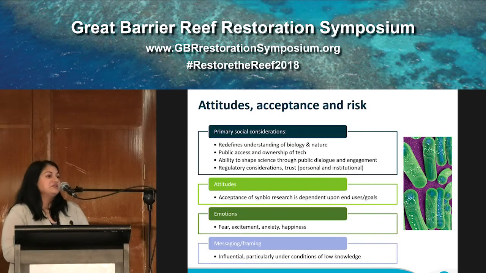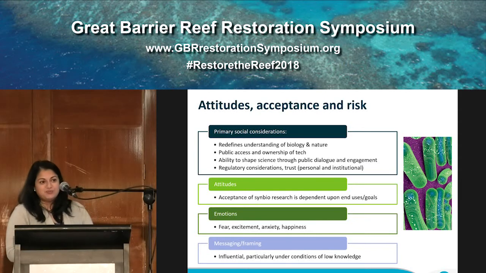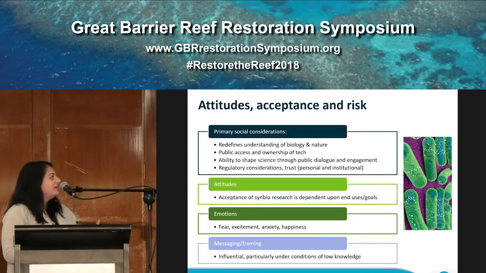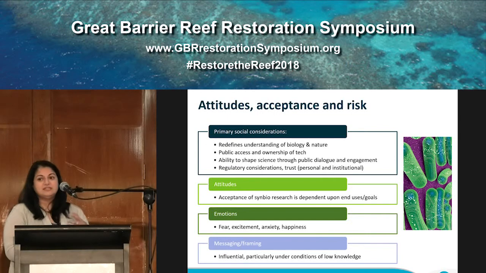So in terms of the main considerations for acceptance and attitudes in the context of risk, the main one is that synthetic biology essentially redefines our understanding of biology and nature. So, people, or lay public, have this real conflict between, how can something be biological but then it's also synthetic at the same time? How can something be natural but it's made up of engineered parts that you can just kind of stitch together and make something new? So it challenges the norm, and it challenges how we've been taught to understand certain things.